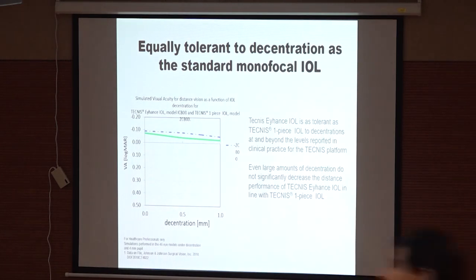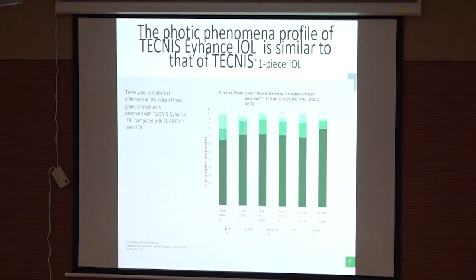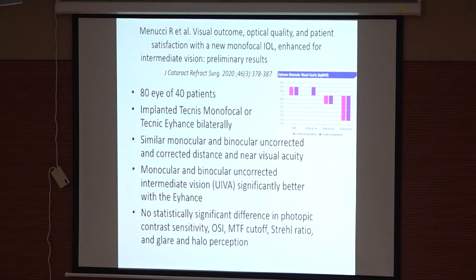And the eye is equally tolerant to decentration of this lens vis-a-vis a standard monofocal eye. And this is essentially company data. We observed that the glare, halo, starburst were very similar between the standard monofocal and the Eyhance here. So for all the three, halos, glares and starburst. And it has been a similar experience with other authors as well.